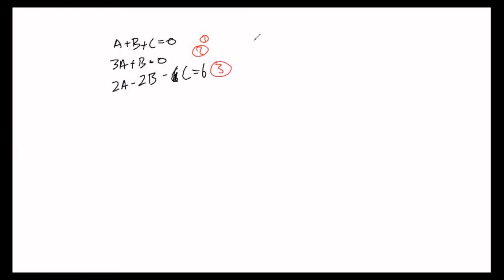So let me just clear all of this because I will need some working out room and rewrite my equations. I have a plus b plus c equals 0, 3a plus b equals 0, and then 2a minus 2b minus c equals 6. That's 1, 2, 3. So then from 2, I get b equals minus 3a.